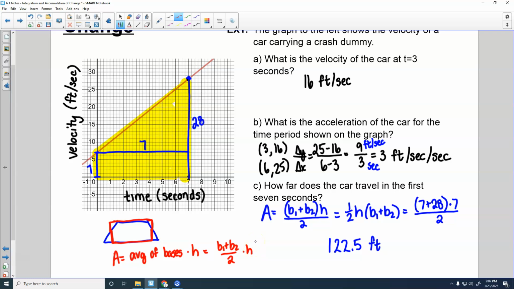What are the bases? The bases are your parallel sides. On the trapezoid I just drew here, that bottom side would be a base. That might be your base 1, and that top side would be your base 2. In the one that we just did, these two sides right here, which are vertical, and this side right here, those are your bases. It's got to be the two sides that are parallel to each other.